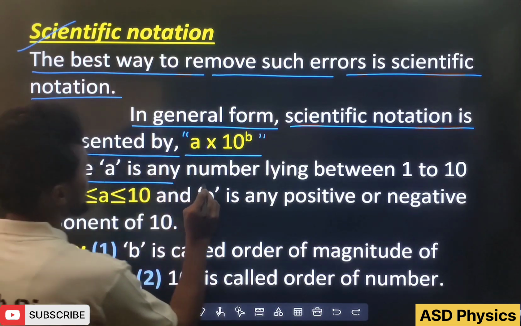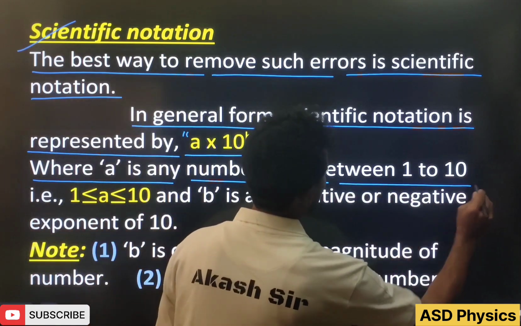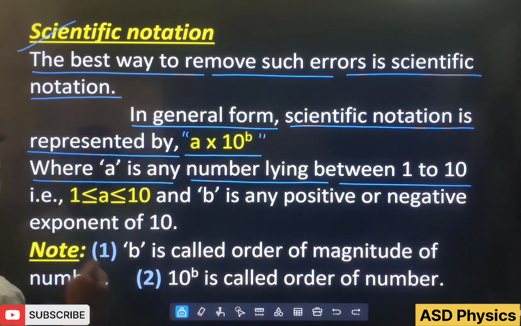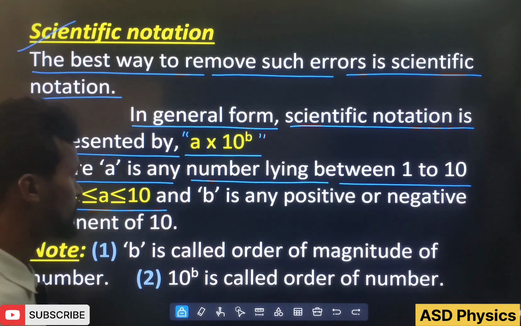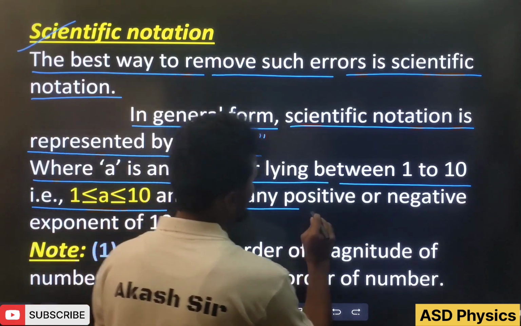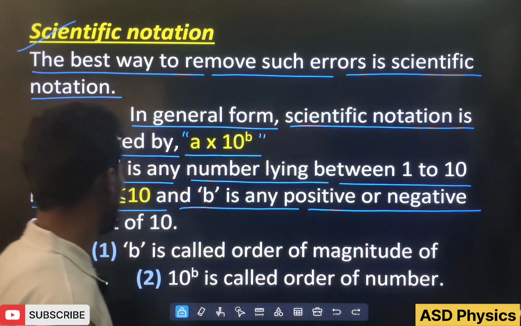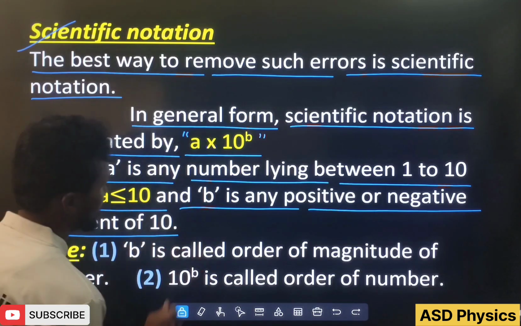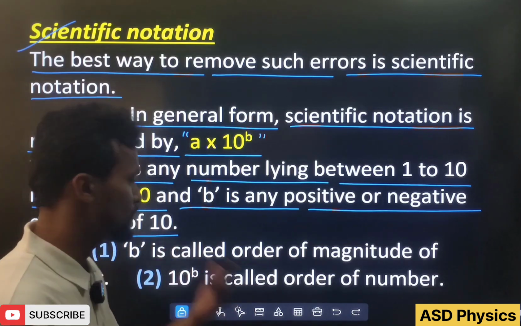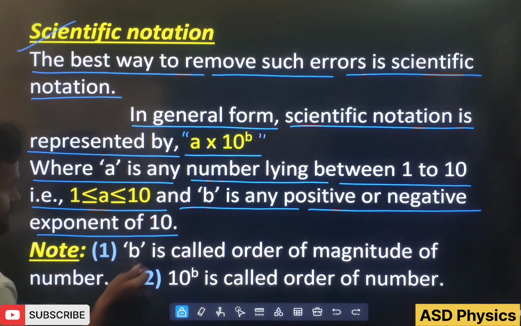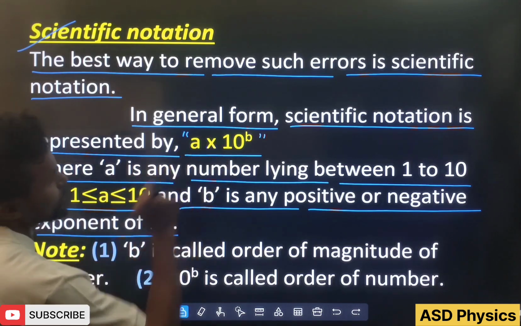Now, a is any number lying between 1 and 10, where 1 and 10 are also included, and b is any positive or negative exponent of 10. Exponent of 10 means the power of 10. Okay, great. Now students, the note. Here we have seen a into 10 power b.